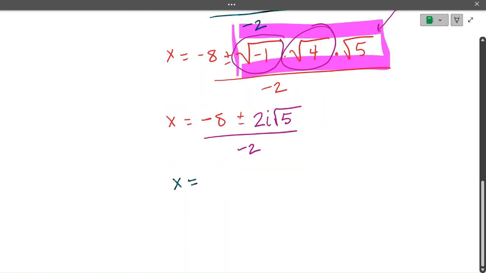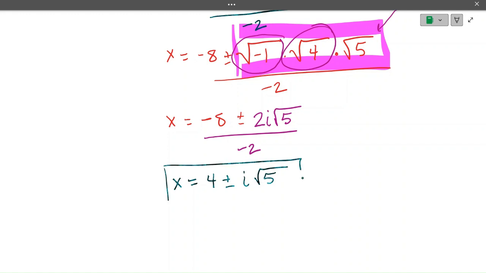So x equals -8 divided by -2, which is 4, plus or minus 2i divided by -2. So a positive divided by a negative is negative, so we've already got that. And then a negative divided by negative is positive, we've already got that. So this becomes i times root 5. And this is the solution to our quadratic equation, and it is complex because it has an i.